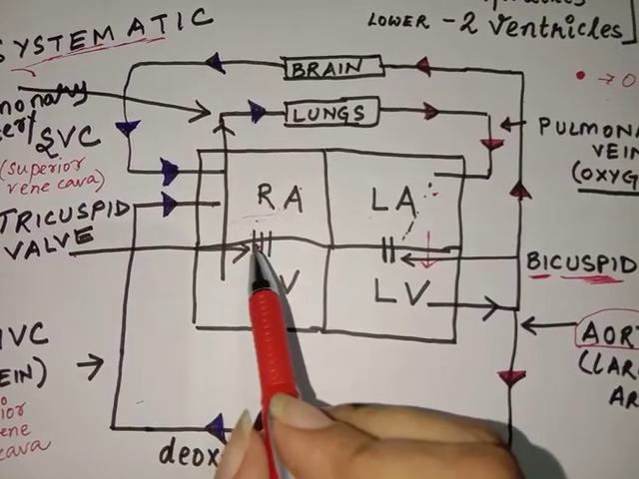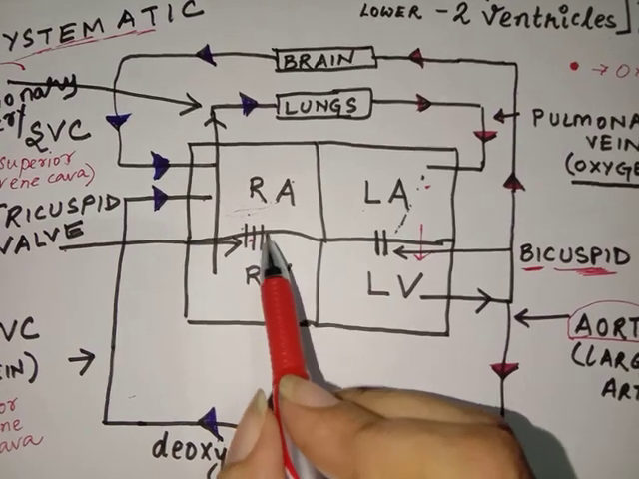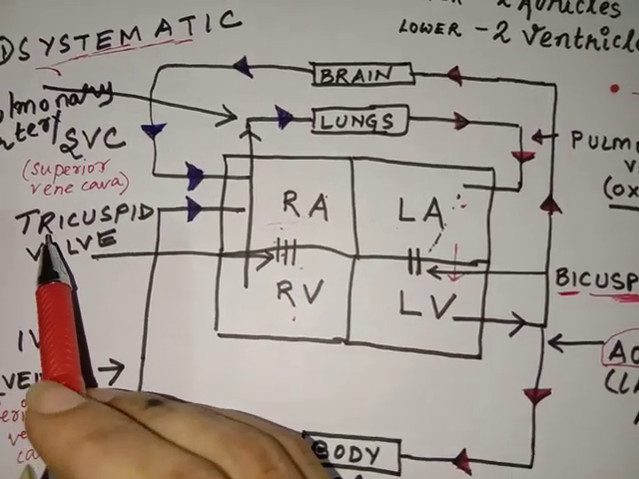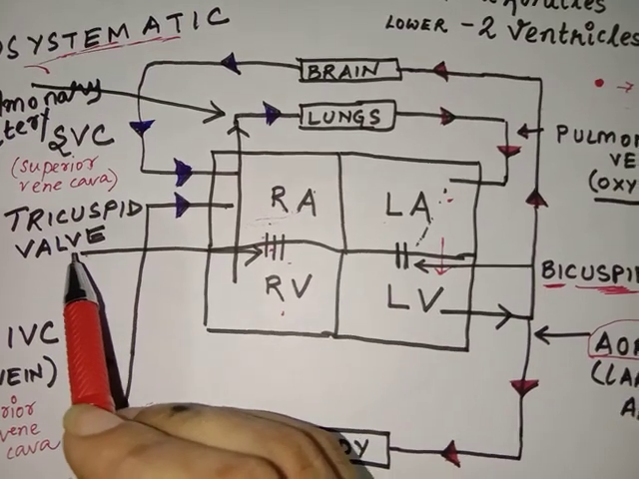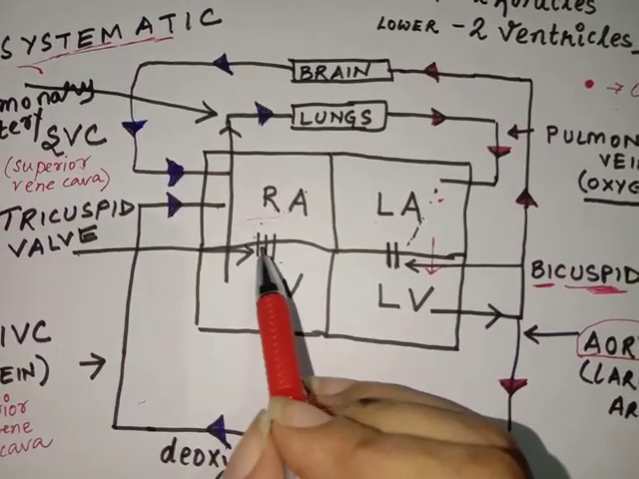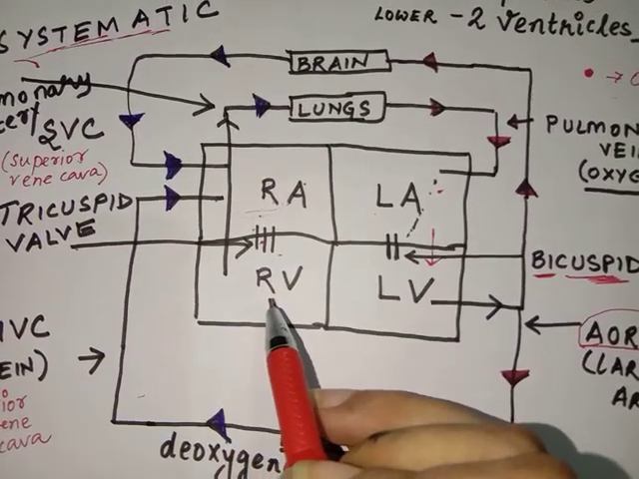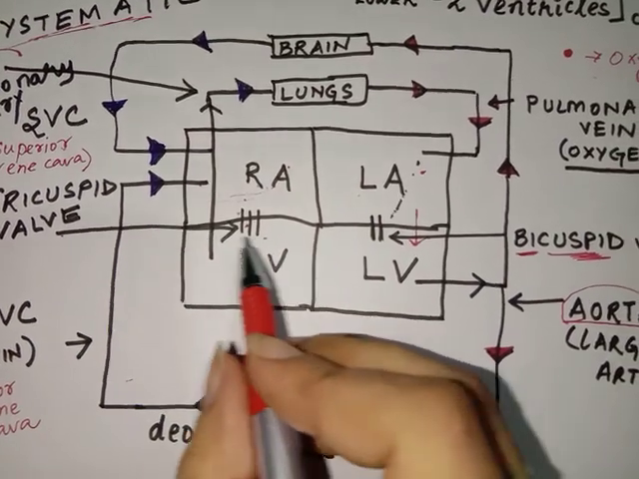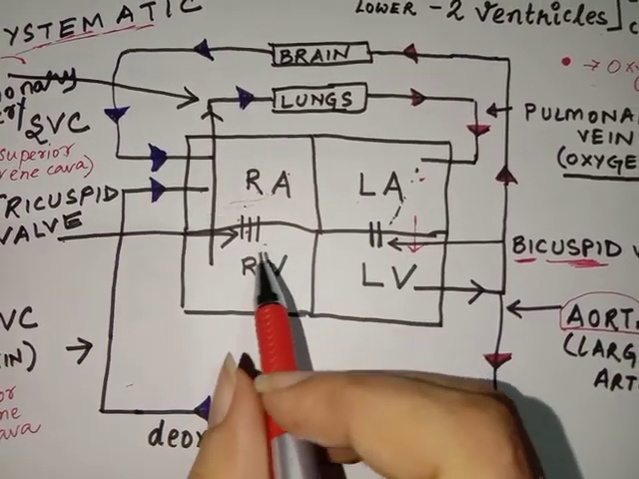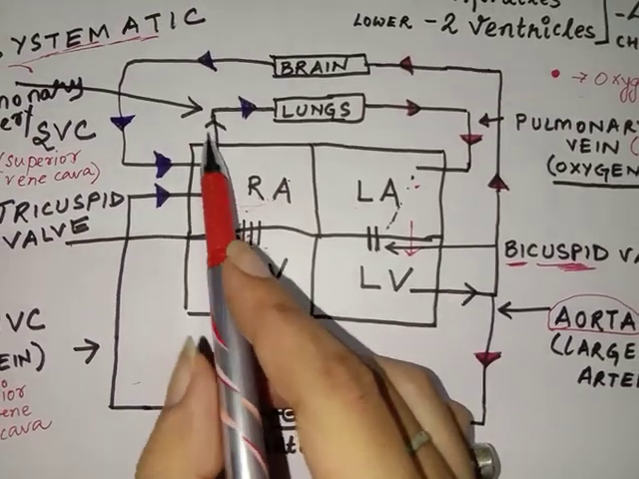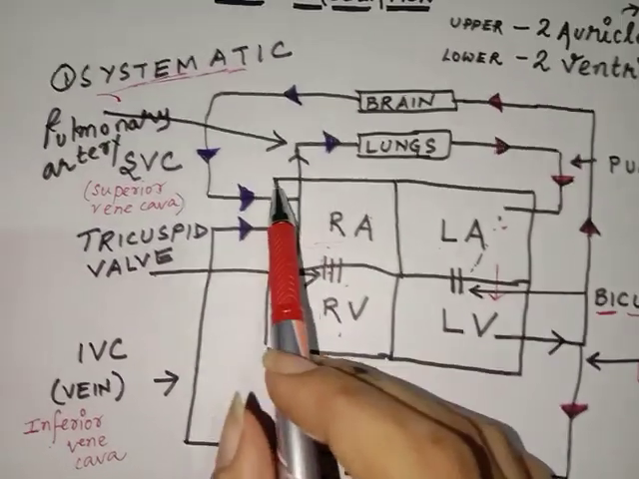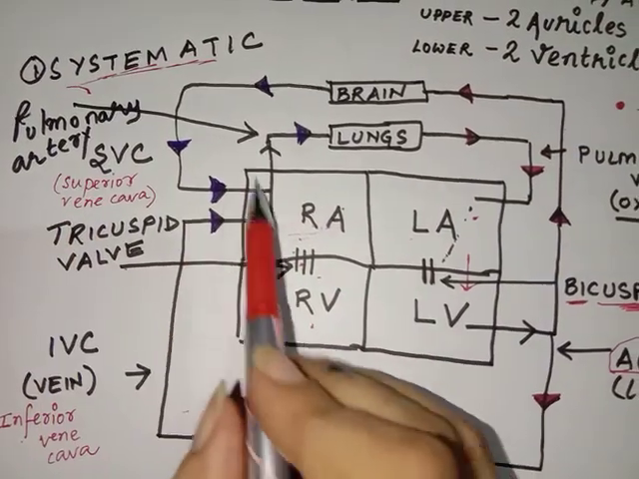Again you can see I have drawn three lines here, which shows the nature of the valve, that is tricuspid. The valve is opening, and blood is going inside the right ventricle. Now the right ventricle is going to pump the blood through the pulmonary artery, as I have labeled here.